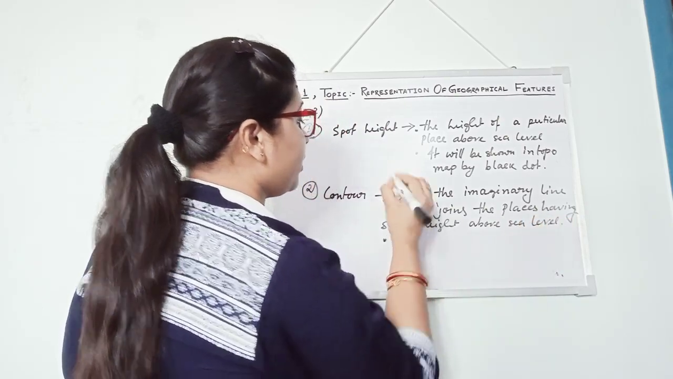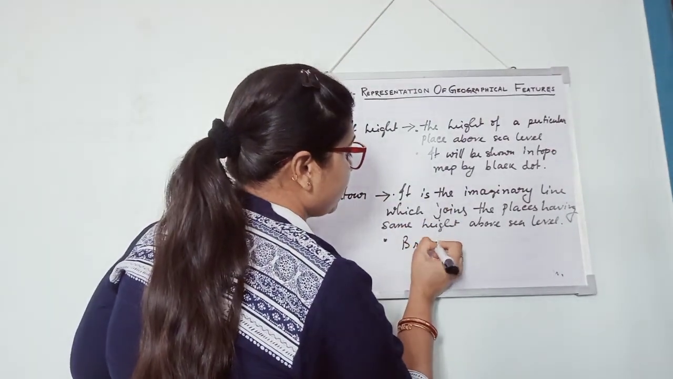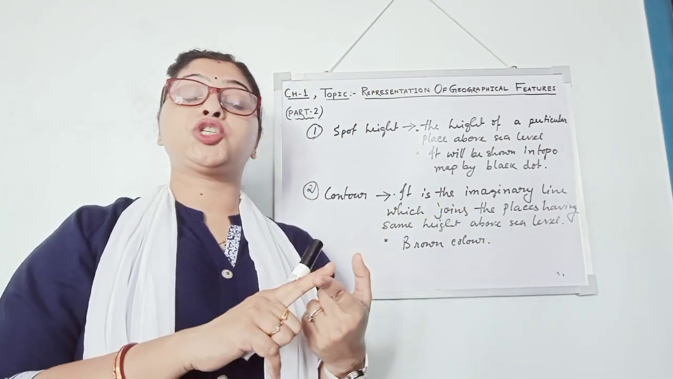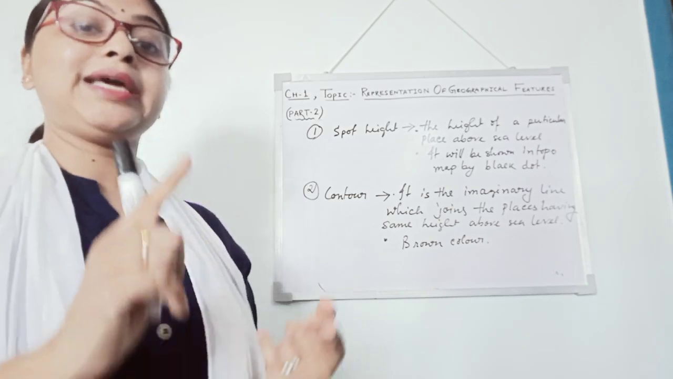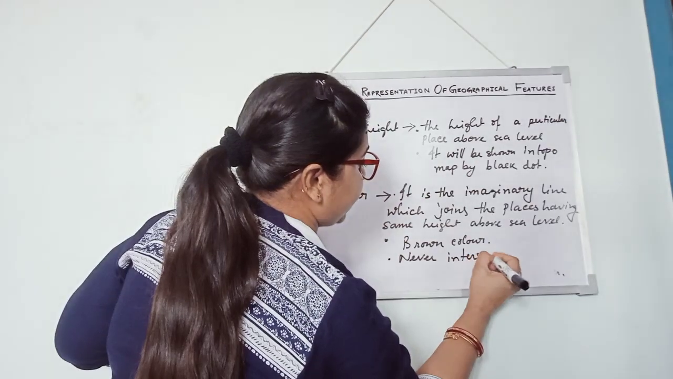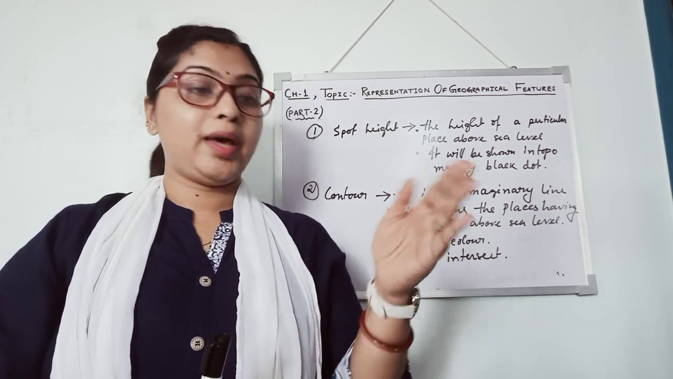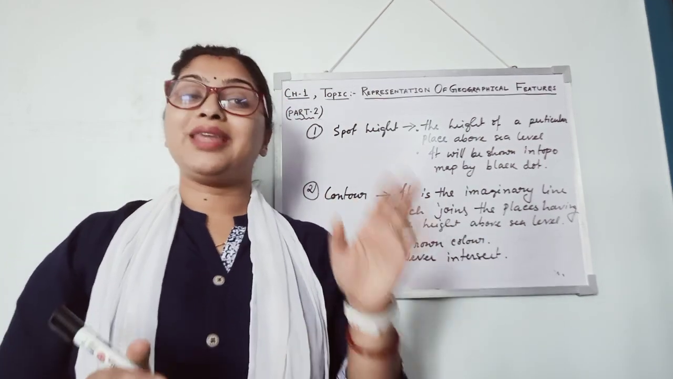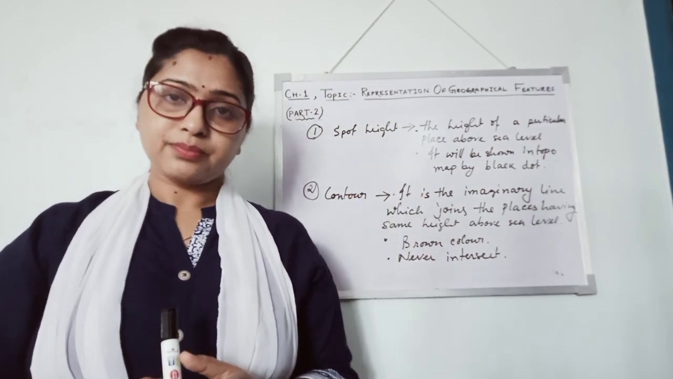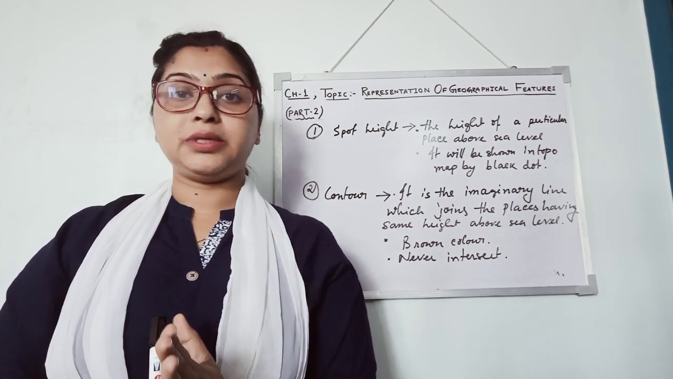And here the most important point is that it will always be shown in brown color. It will have brown color. Okay, and they never intersect each other. But in some exceptional cases, where there is a breaking of slope, they do touch each other and form different features like waterfall and cliff. Is it clear?